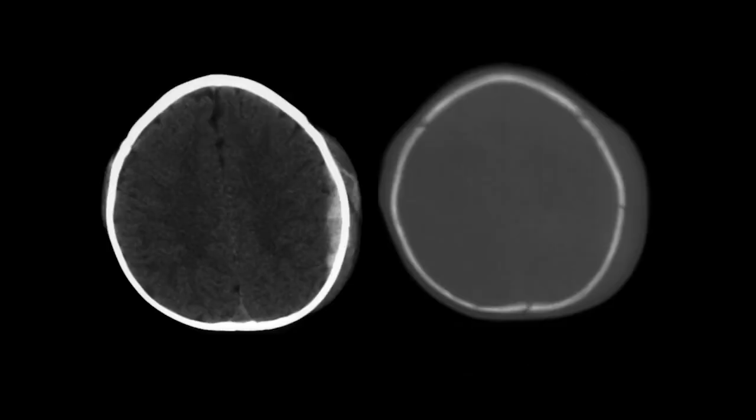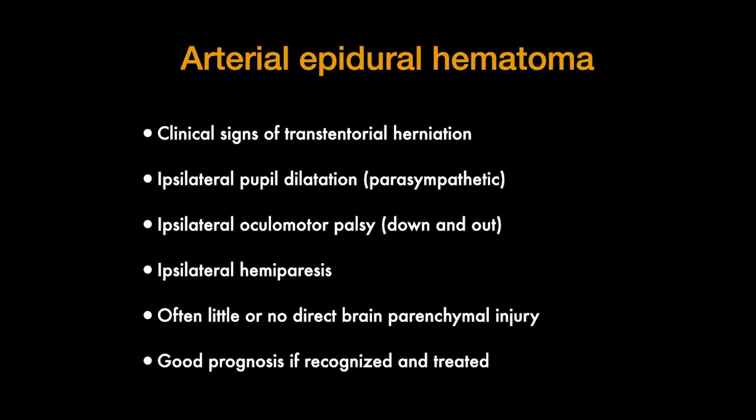And here's another example in a child. You can see a linear skull fracture, and you can see this focal hyperdense collection adjacent to the left parietal calvarium and brain. So those are arterial epidural hematomas.